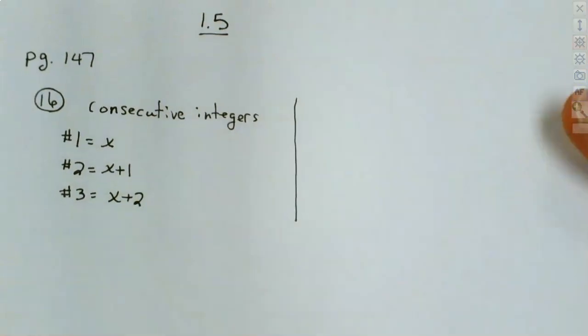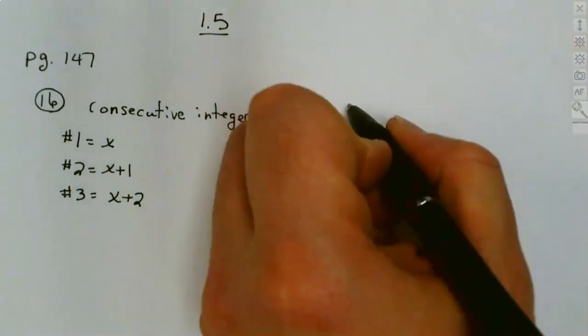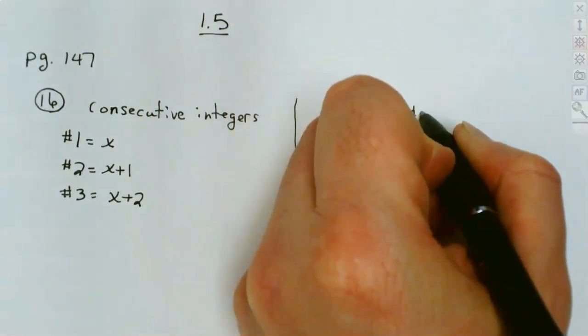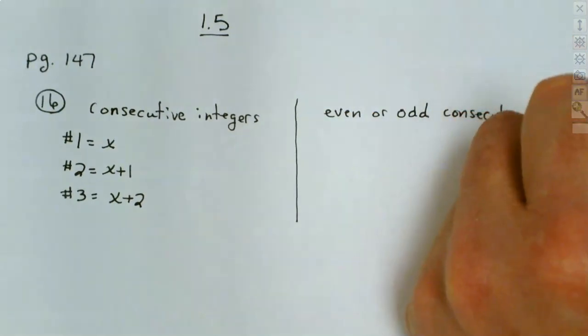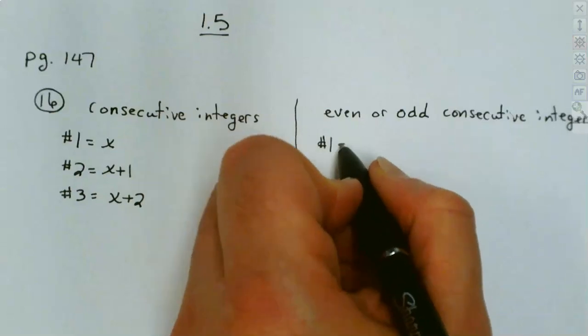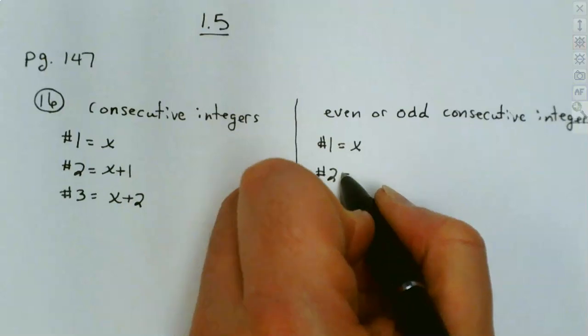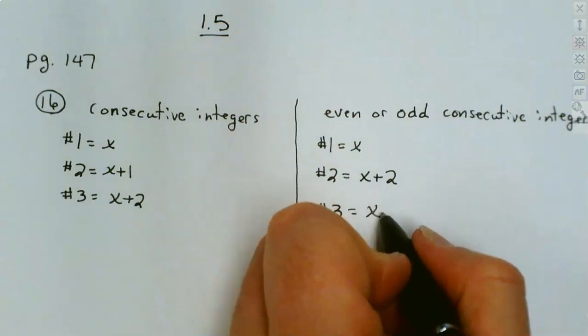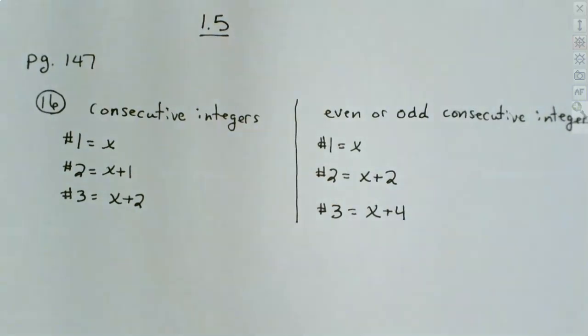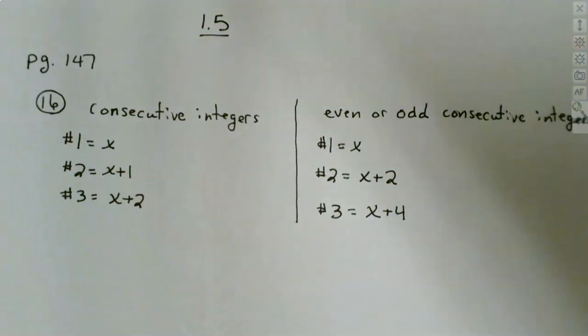Now, if they are even or odd consecutive integers, the gap is going to be 2. So we'll be adding 2 every time, instead of just 1. So my first number is x. My second number is not x plus 1, it's x plus 2. And my third number would be x, adding 2 to that, plus 4. So this is how we're going to set these up. It's either consecutive, or consecutive even or odd. The only difference between them is the gap. So we're now going to go to page 147 of our textbook, and look at question 16.